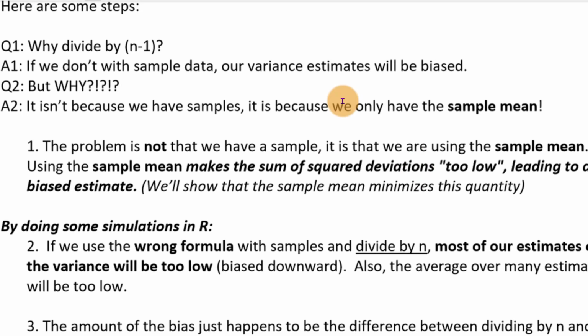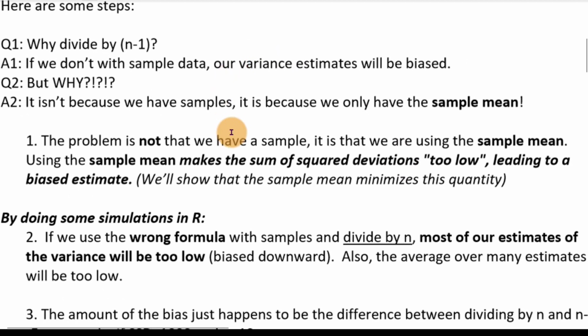So here's what I want you to understand. First question, why divide by n-1? If we don't divide by n-1, our estimates of the variance... So we have a sample of data. We're really trying to learn the best estimate we can of what is the population variance. If we don't divide by n-1 and we divide by n, our estimates will be biased. They'll be too small. So that's the first thing to understand as we get going here. Question 2: why? Don't just tell me that this is true, but why is it true? Okay, we'll try to get at that a little bit.